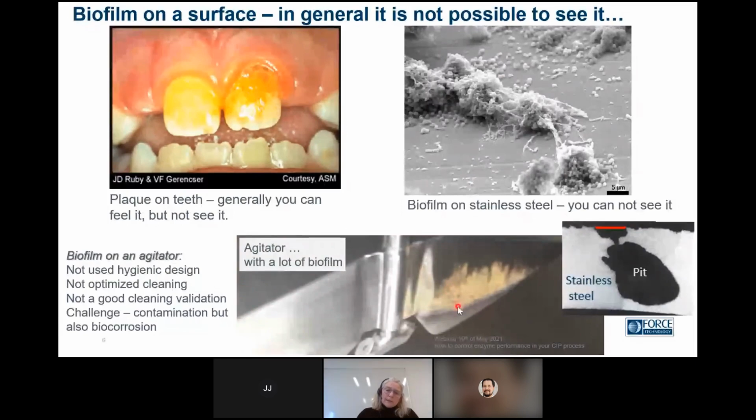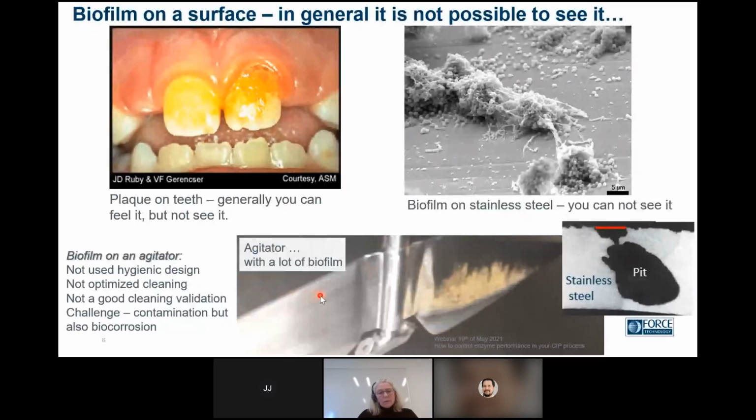Because of this bend, the cleaning water from the CIP nozzle here can reach this side of the bend of the agitator, but it can't reach the other side. So this side is not going to be clean. Looking at the other side of the agitator, this CIP nozzle is going to clean this side, but not the back side. So we have a non-optimized cleaning, and the cleaning validation is not good.